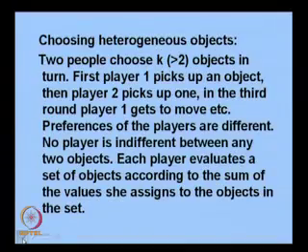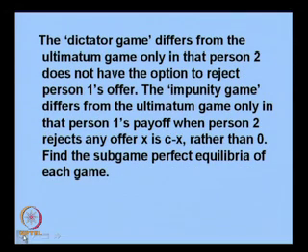We can have some variations of the ultimatum game, and we can talk about two kinds of variations. One is what is known as the dictator game. The dictator game differs from the ultimatum game only in that person 2 does not have the option to reject person 1's offer. So, here player 1 is offering some x to player 2 in stage 1. In stage 2, player 2 cannot reject that offer. So, that will be called a dictator game, because here player 1 is acting as the dictator, the other player does not have any power.